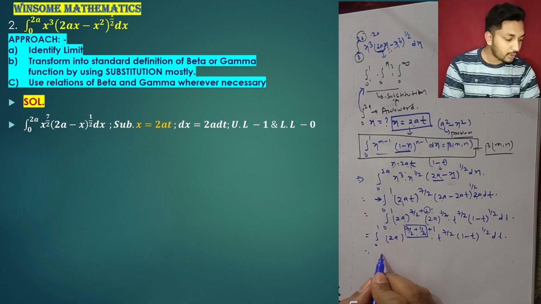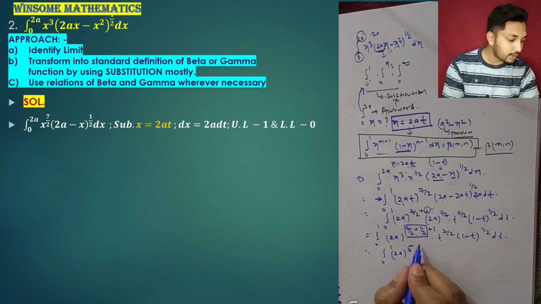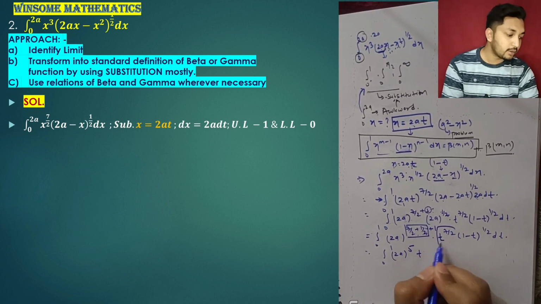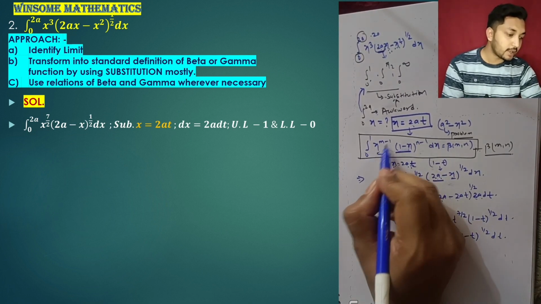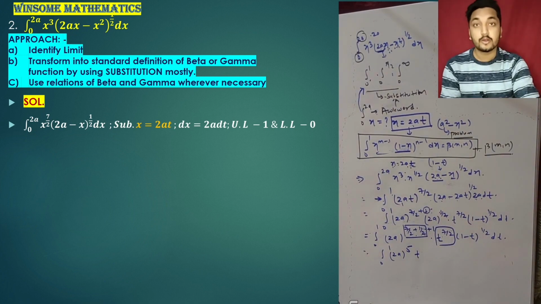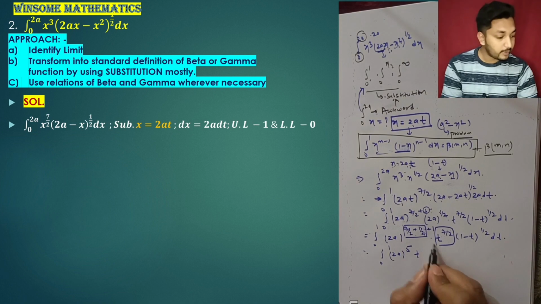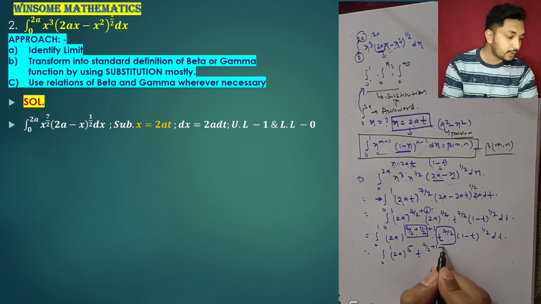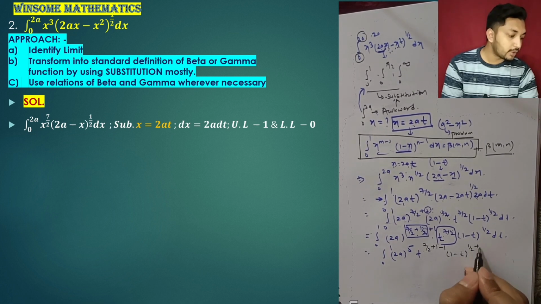Clear? So now 0 to 1, 2a to the power 5, because this is 10 by 2, and this is t to the power 7 by 2. So how will we frame this t into this definition, x to the power m minus 1, because nothing is in the form of m minus 1. So what will we do? Simple, we will do plus 1 minus 1, so t to the power 7 by 2 plus 1 minus 1. Similarly (1 minus t) to the power 1 by 2 plus 1 minus 1, and this is dt.